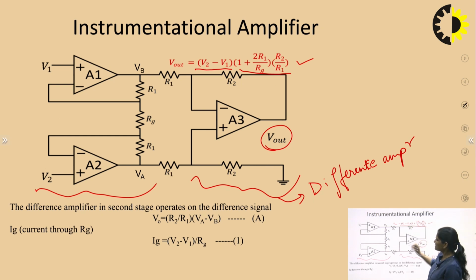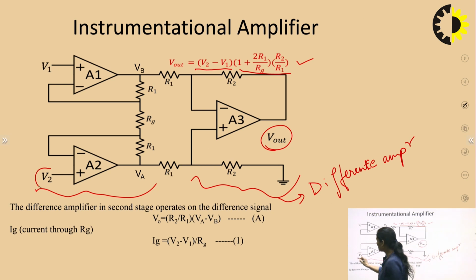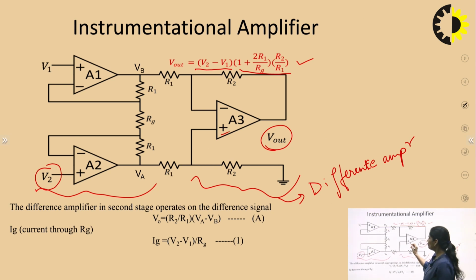Why are we writing V2 minus V1 and not V1 minus V2? V2 is connected at the non-inverting terminal of this operational amplifier, so you have to write V2 minus V1. If you write V1 minus V2, then V out is in negative form. So this is the circuit diagram, and we have to find the output voltage from it.